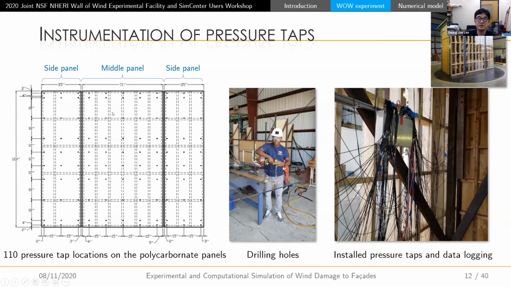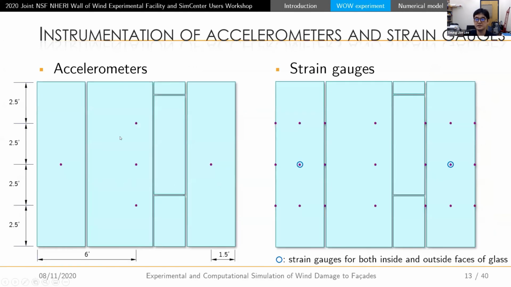By the way, there are 3 panels here. The mid panel is the main panel, and we have 2 side panels. To instrument these pressure taps, we drilled the holes, installed the taps, and connected the data logger like that. And these dots indicate the locations of accelerometers and strain gauges. We put 3 accelerometers in the middle panel, and about 23 strain gauges on both the inside and outside of the glass, and also on the mullion.